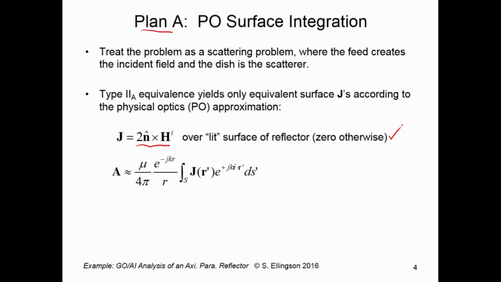Given the electric surface currents, we can compute a magnetic vector potential. This is a far field expression, of course. And then from the magnetic vector potential, we can compute the far field electric field associated with that simply by removing the radial component, which we know is 0 in the far field, and then tacking on a minus j omega.